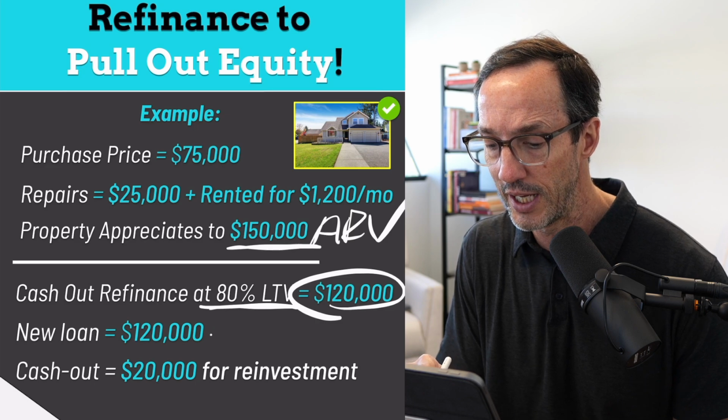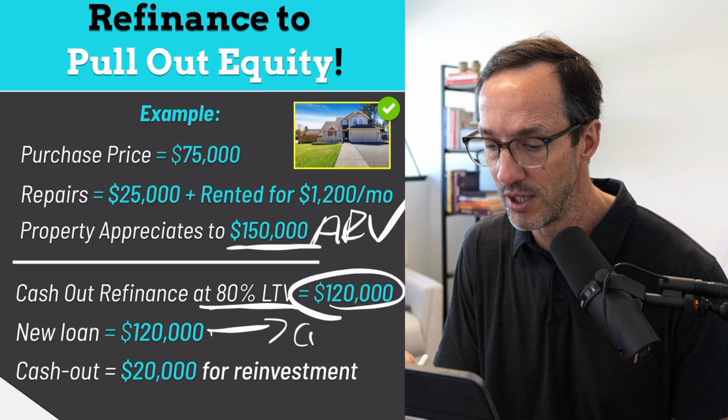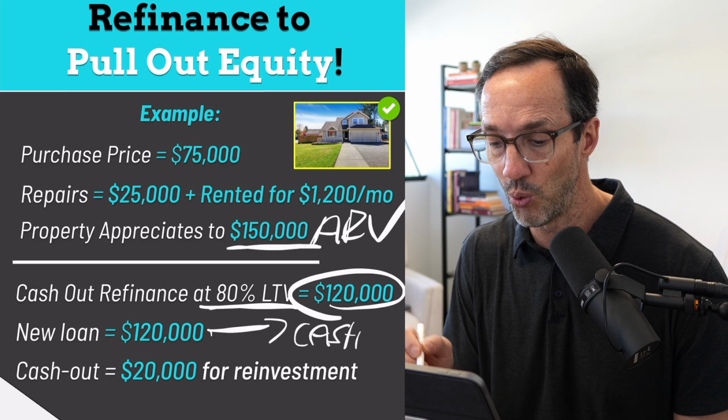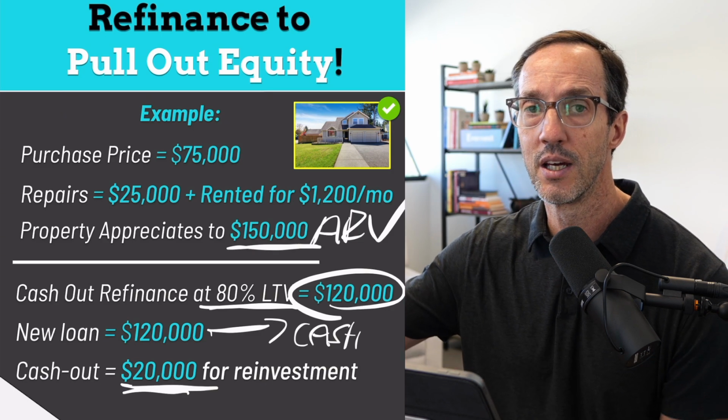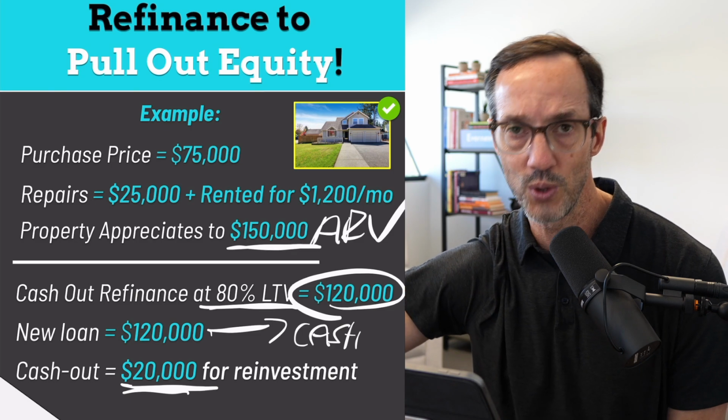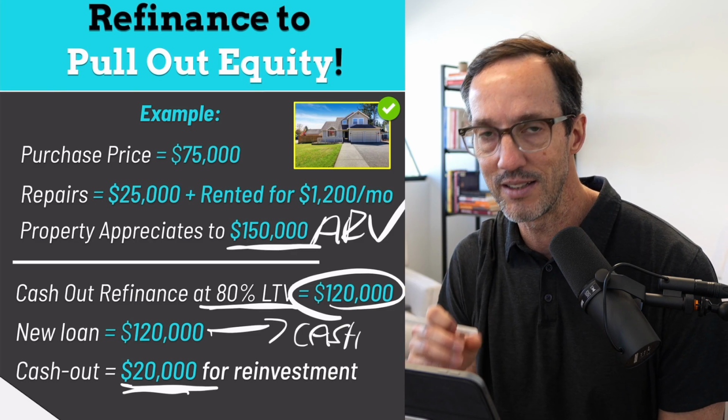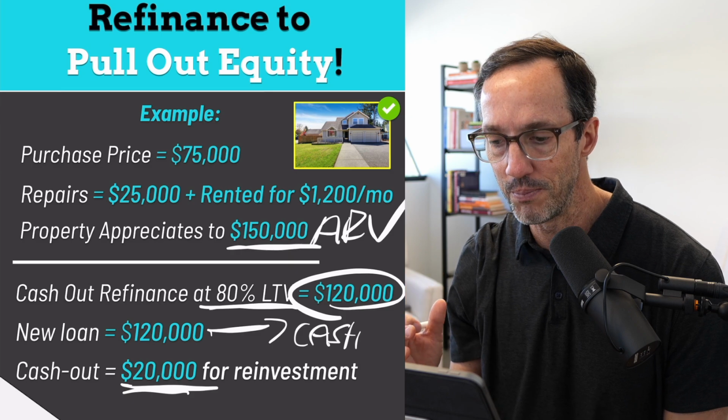So then you go and you refinance it, cash out, refinance at 120. That means you're going to walk away with $20,000 to then go and put that down towards another rental property. This is how a lot of people do it.